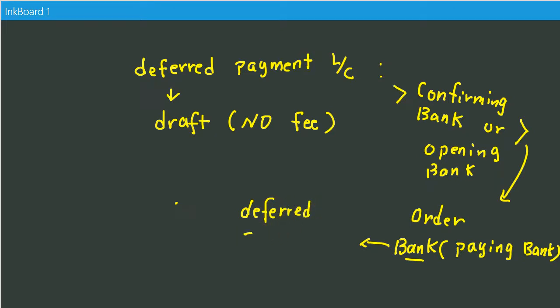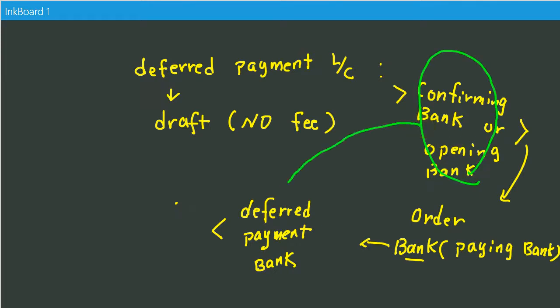Deferred payment bank, right? This bank usually has an account opened by the confirming bank or opening bank. And this confirming bank and opening bank have an account with the deposits. These two bankers, account.